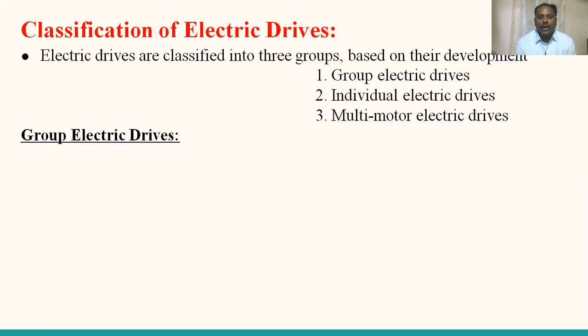For example, one motor separates the half rice and full rice. Another motor is for separating stones and rice. And another motor is for polishing the rice. Like that, different motors form a group and function at different speeds under one mechanism. That is the reason these drives are known as group drives.